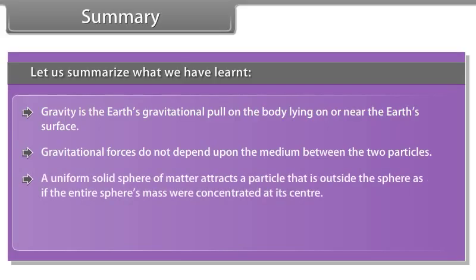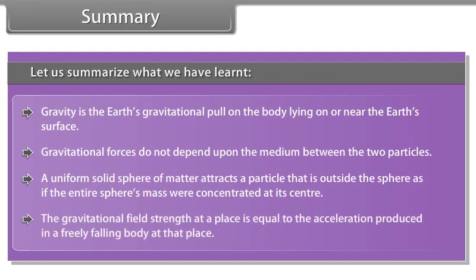A uniform solid sphere of matter attracts a particle that is outside the sphere, as if the entire sphere's mass were concentrated at its center. The gravitational field strength at a place is equal to the acceleration produced in a freely falling body at that place.